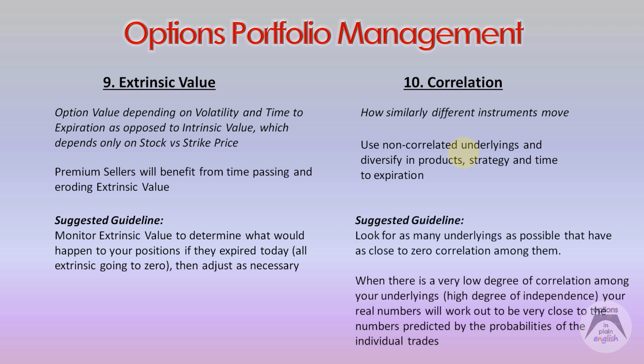The suggested guideline is to look for as many underlyings as possible that have as close to zero correlation among them. When there is a very low degree of correlation among your underlyings, so a high degree of independence, your real numbers will work out to be very close to the numbers predicted by the probabilities of the individual trades. If we only put on trades that have a high probability, those probabilities are going to manifest themselves. They're going to work out if we have a sufficient number of uncorrelated instances in our portfolio.